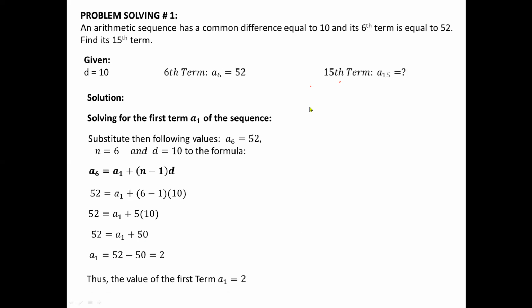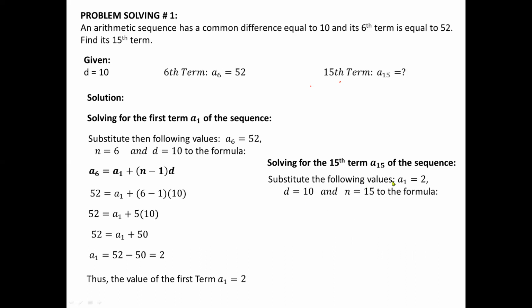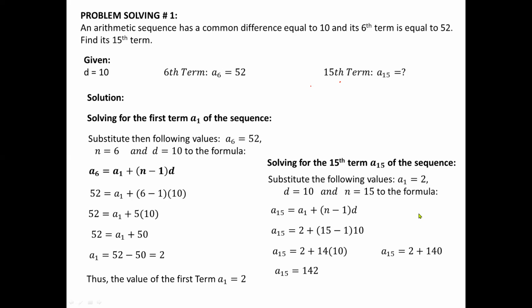Pwede na natin hanapin ngayon ang a sub 15. Solving for the 15th term or a sub 15 of the sequence. Substitute the values of a sub 1 which is equal to 2, ang nahanap pa lang natin, d is equal to 10 and n is equal to 15 to the formula a sub 15 is equal to a sub 1 plus n minus 1 times d. Direct substitution, a sub 15 is equal to 2 plus 15 minus 1 times 10. And ang sagot natin, anak, is equal to 142. And that is our 15th term.